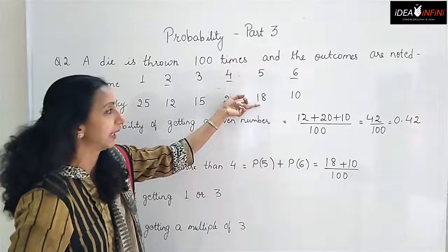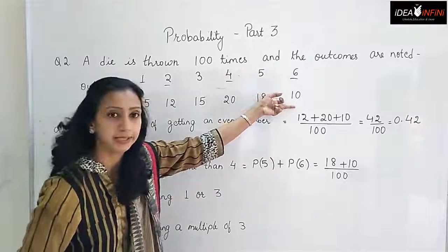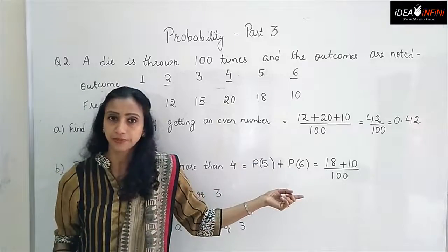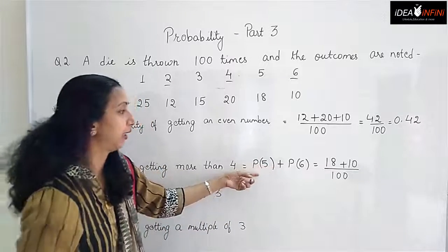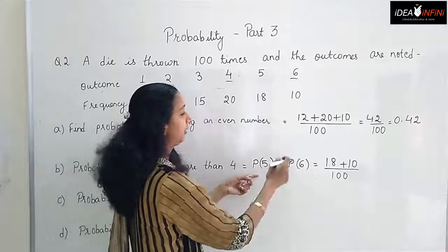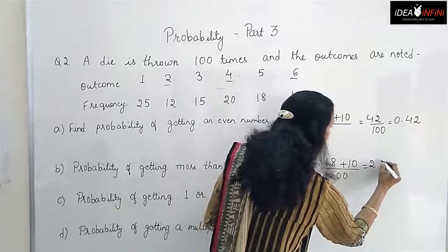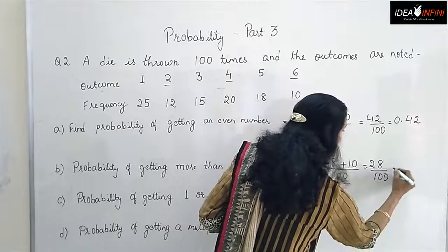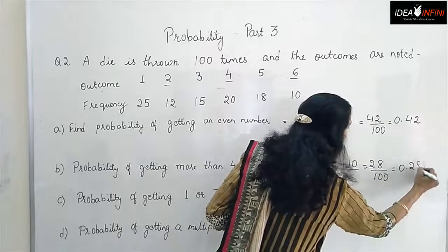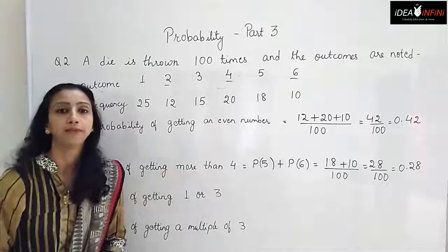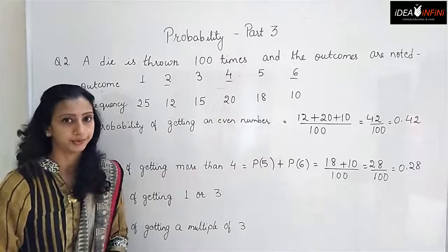See, the frequency is 18 here. The frequency is 10 here. So what we do is, probability of 5 is added to probability of getting 6. And the probability of getting 5 is 18 by 100. And here it is 10 by 100. So I add them up and I get 28 by 100. That means 0.28. This will be the required probability of getting a number more than 4 on a die when it is thrown 100 times.